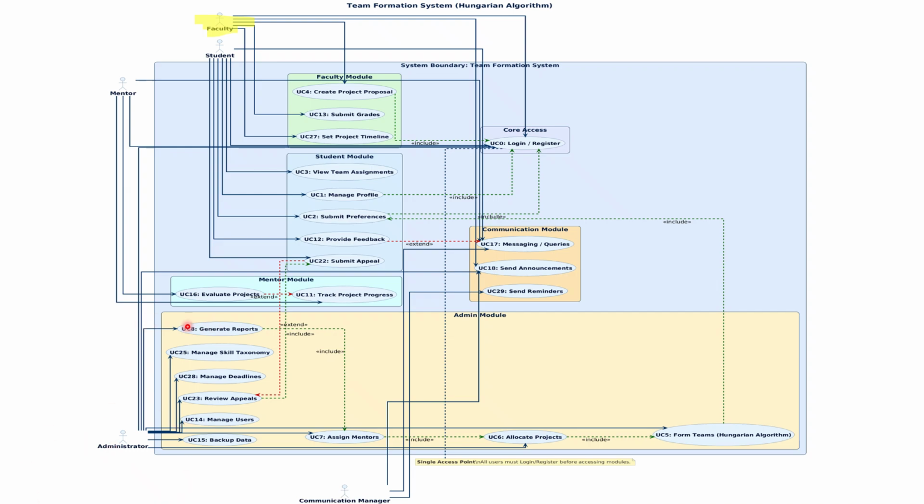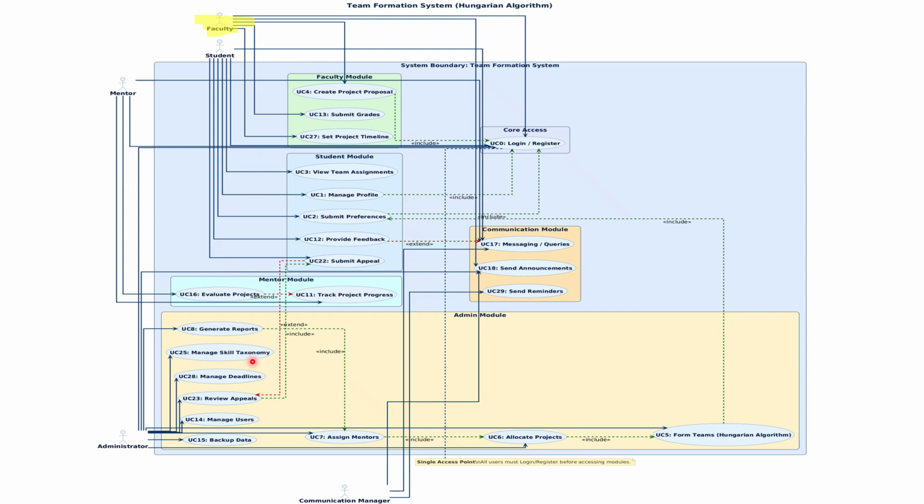The third actor that we have is the administrator. The administrator generates reports. Now this flow is very important to understand. Once a student submits the preference, then the submitted preference will be seen here, and then the Hungarian algorithm will work. The teaming of the students will be done, and then the project will be allocated. After the project is allocated, the mentors will be assigned, and only then will the reports be generated. This flow is considered the core part of what we are doing.